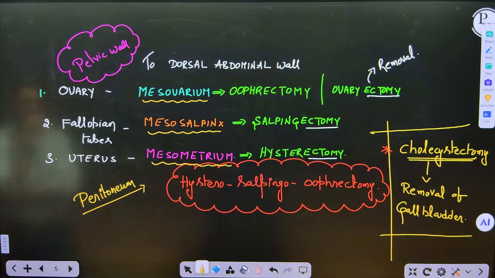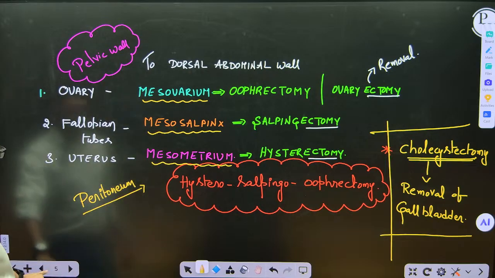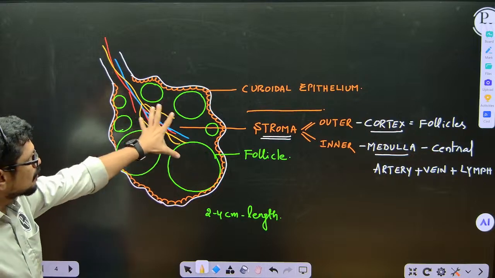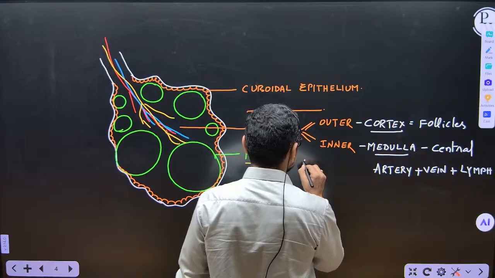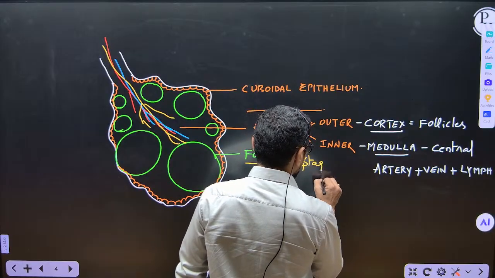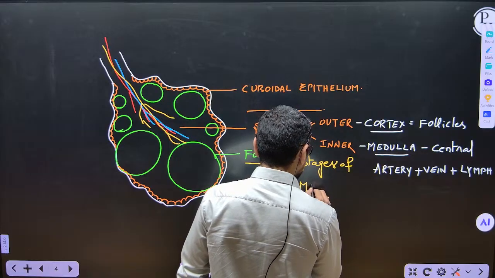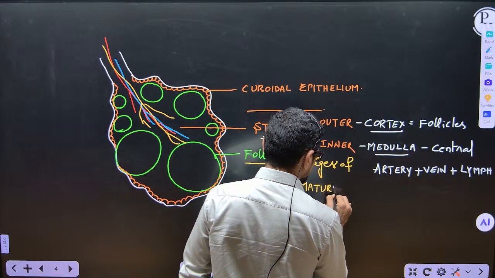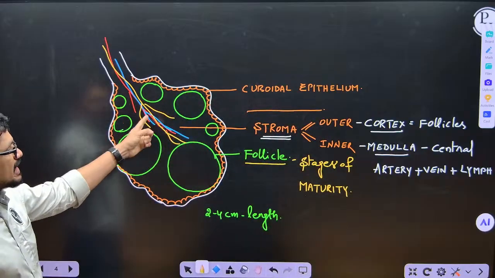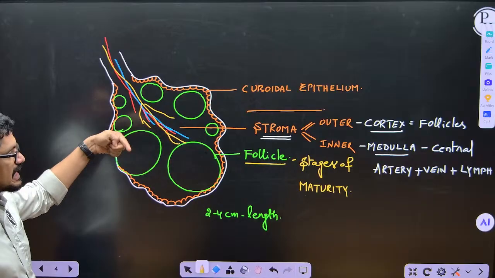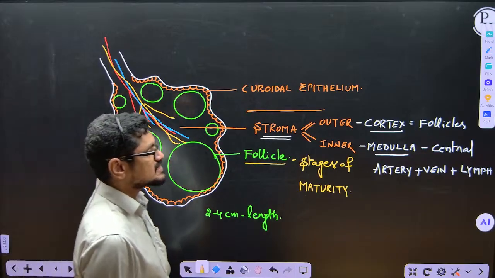Okay, is it clear? Now, see ovary. The ovary contains follicles which are in different stages of maturity. Primary follicle, secondary follicle, tertiary follicle, Graafian follicle, like that different follicles are present. I will tell what those follicles are.